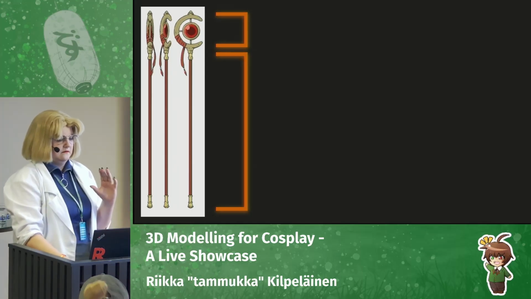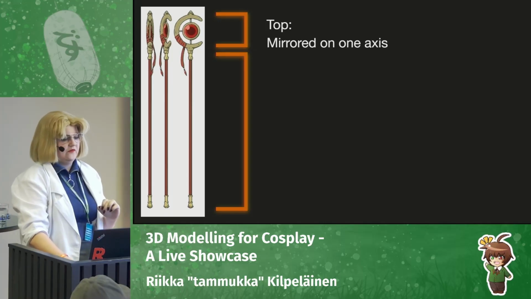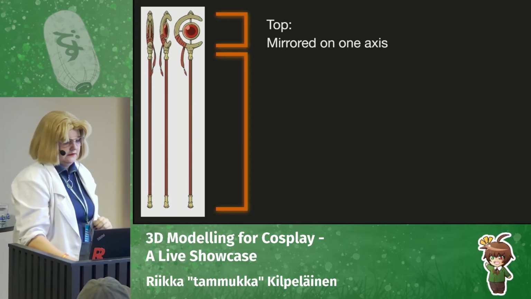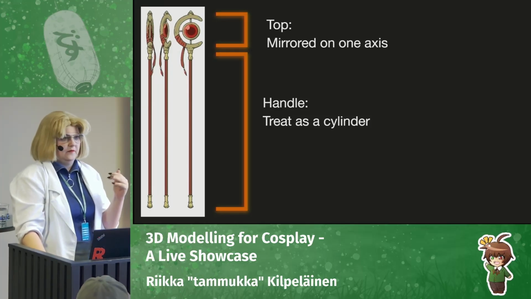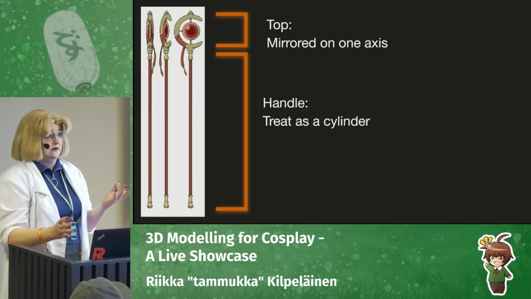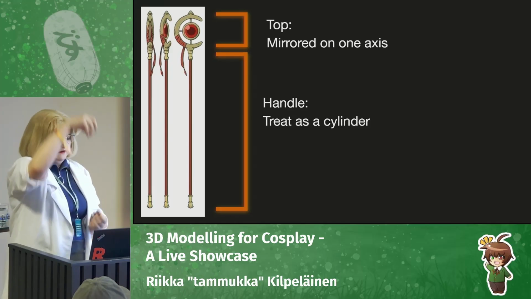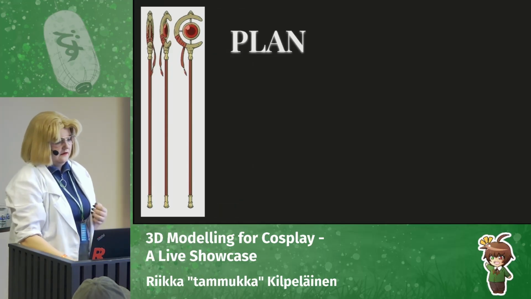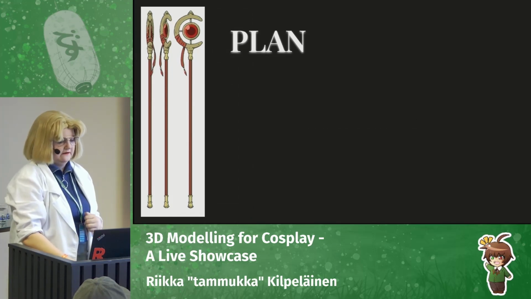Here again, I would break it into two parts. We have the top and we have the bottom. And the top, we can see that it's mirrored on one axis. And the handle, like we did with the blowdart pipe, I would treat it as a cylinder. So again, start from a primitive shape, extrude, and then add the details. So for the handle, start from a cylinder, extrude and scale the details.